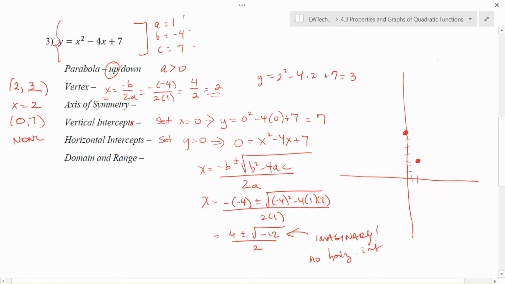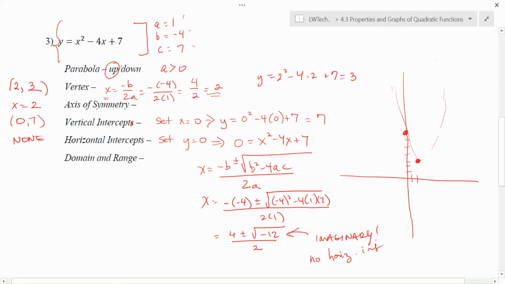None. And that should kind of make sense, right? If we look here, this is my vertex. I was expecting a parabola that opened up, right? So if we have this parabola that does this sort of thing, it's never going to cross the x-axis at all. So that's great. And that's really not a problem at all.